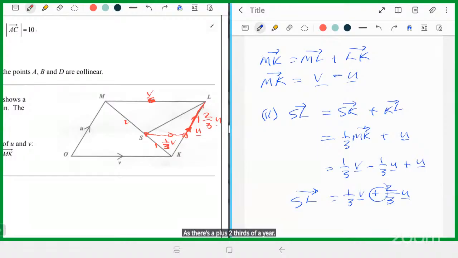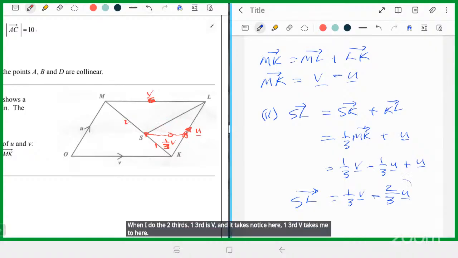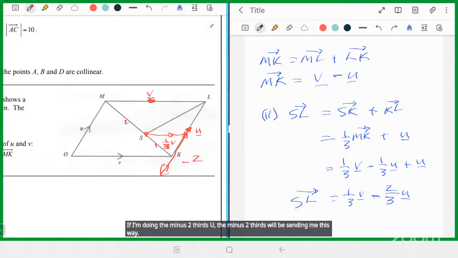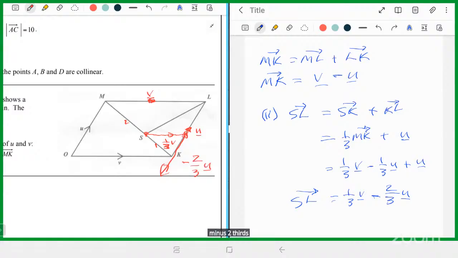Some persons did the calculation over here and got a minus. If I was testing the diagram, when I do the 1/3 V, it takes me to here. If I'm doing the minus 2/3 U, the minus 2/3 U will be sending me that way. But that will be taking me away from L.